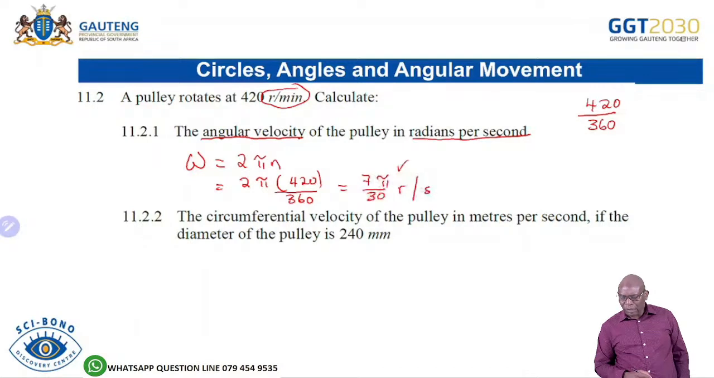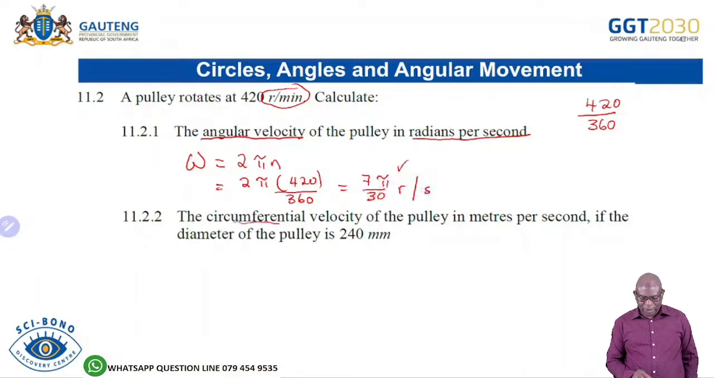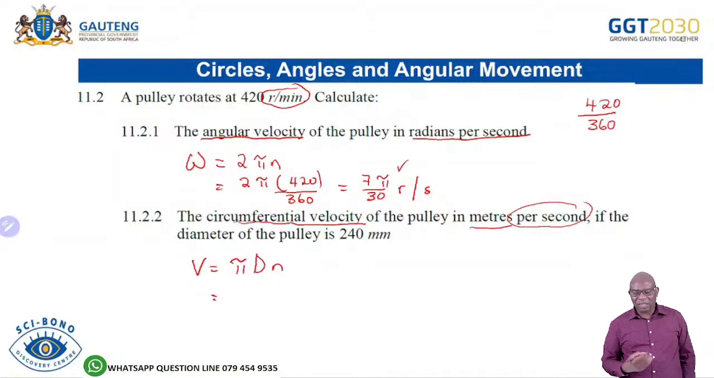Right. The next question says we need to find the circumferential velocity. You go to your formula sheet, you'll see that formula is saying circumferential velocity, and it's also meters per second. Okay, meters per second. So what are we going to do here? We are now going to have our formula, it's v equals pi d n. I already know that my pi is 180, but I can leave my answer like that. So I can have it as a pi. Now my diameter, it's 240 millimeters.